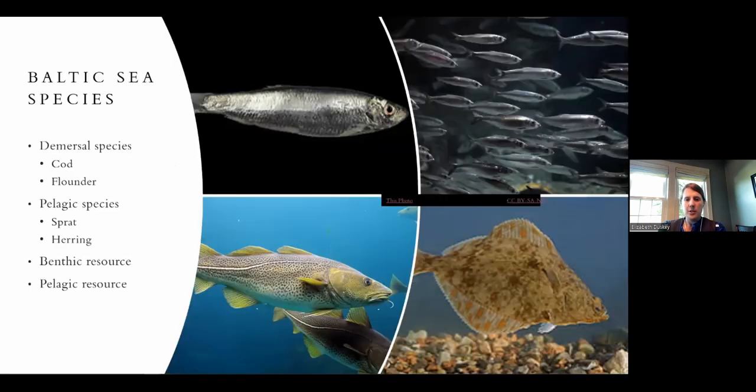So as I mentioned just a moment ago, the species in this model are cod, flounder, sprat, and herring in the Baltic, and we have the two resource spectra. There were some vaguely similar drawings on the previous slide, but I think my artistry is questionable at best. So here's some nice live pictures with which to ground ourselves.